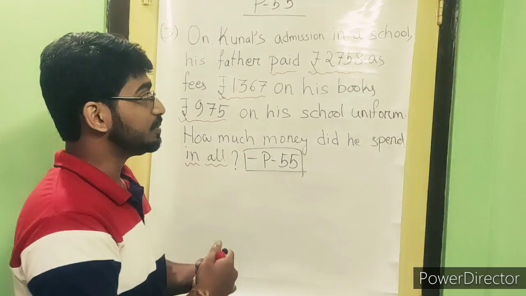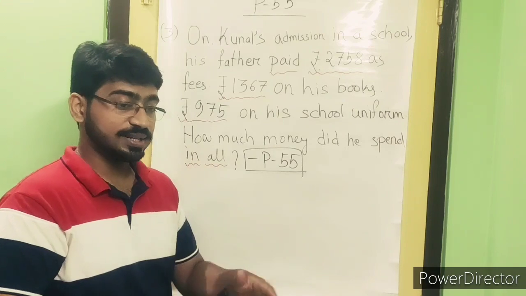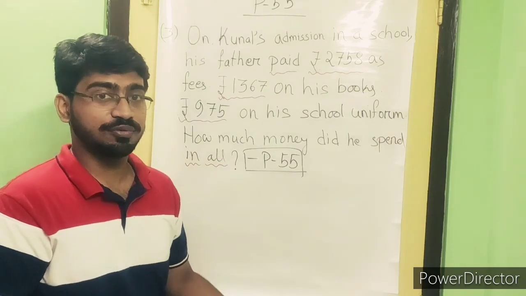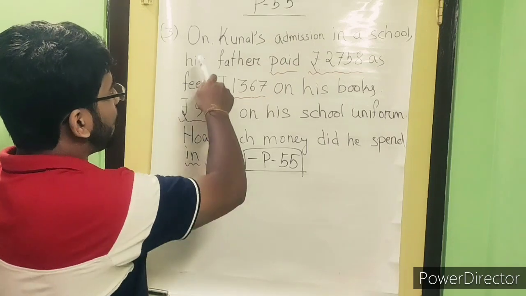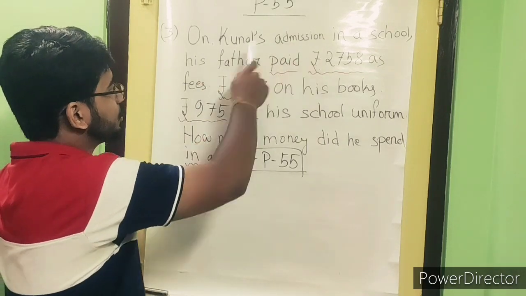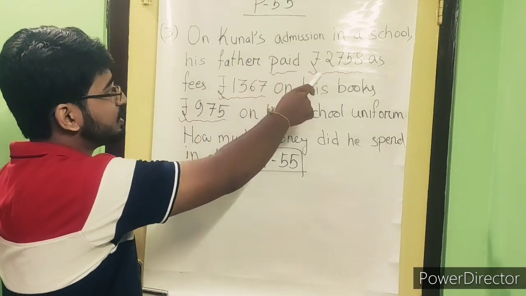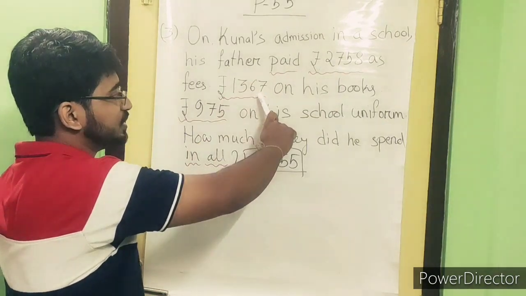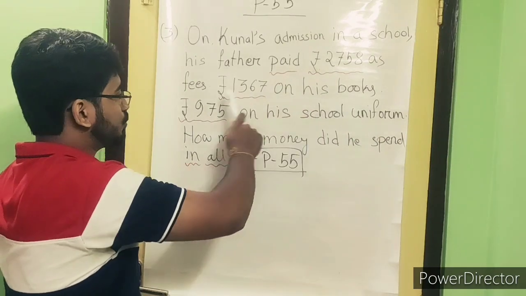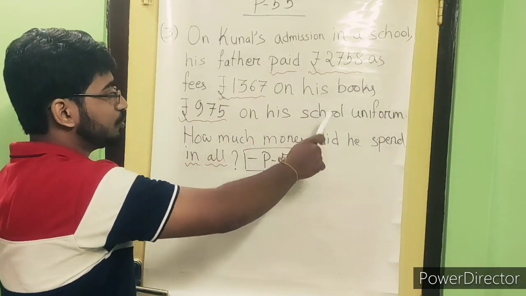So let's see how we do it. If I say there are 4 stages, where are the 4 stages? Number 1, information. What information? See, on Kunal's admission in a school, his father paid rupees 2,758 as fees, rupees 1,367 on his books, rupees 975 on his school uniform.